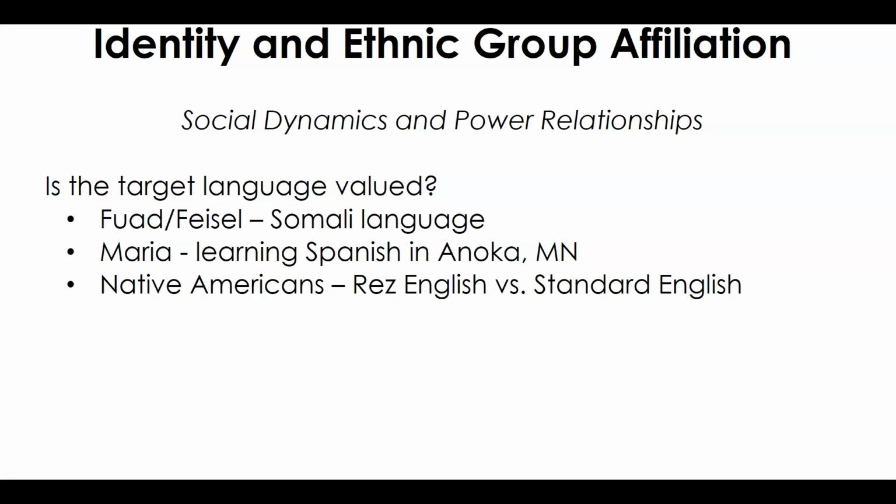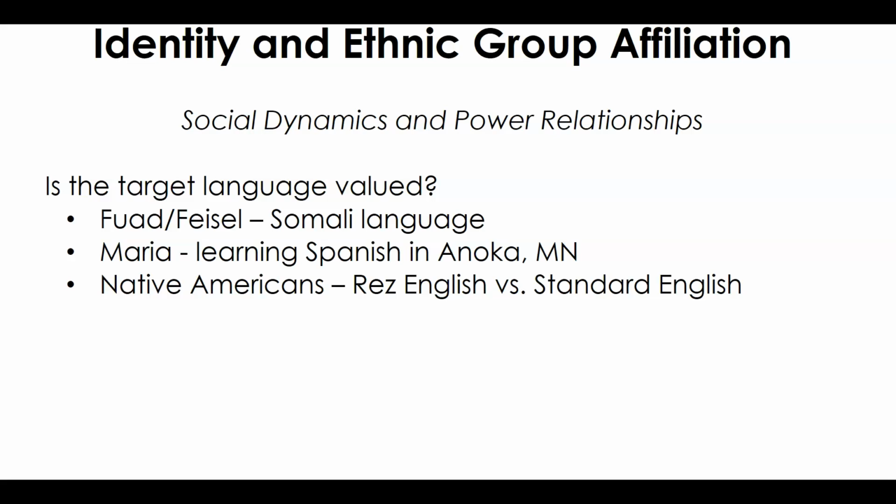For Maria, she's learning Spanish in Anoka, Minnesota. She is learning that more for the practical side of things. It's a class she has to take. She's having a much different identity with that. She's also an English speaker that's learning Spanish. So again, that identity and who she is and her ethnic group affiliation is going to be a little different. I use this example of Native Americans from my experience teaching in Arizona.